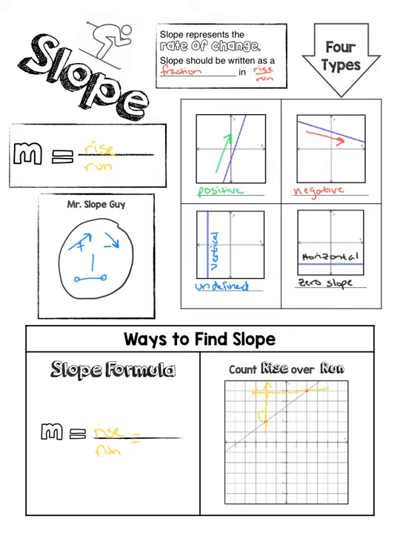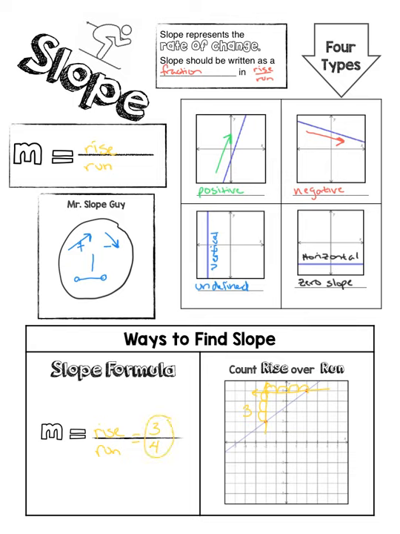So I'm going to go up 1, 2, 3. So it's a rise of 3. I'm going to go across 1, 2, 3, 4. It's a run of 4. So my slope, my m, is 3 over 4.